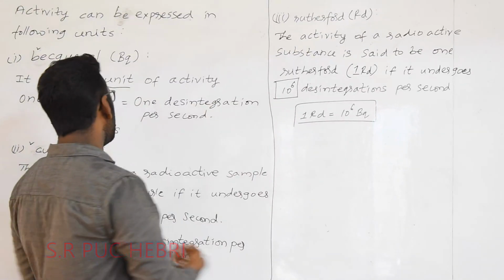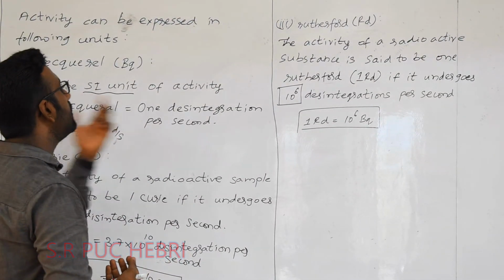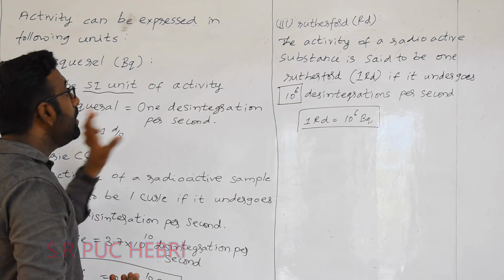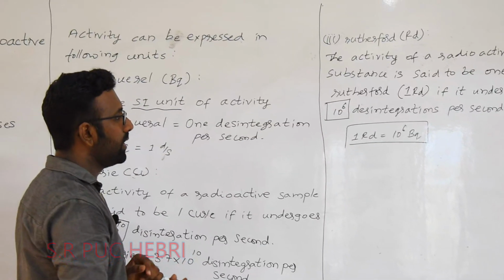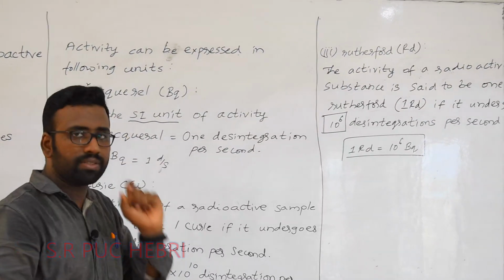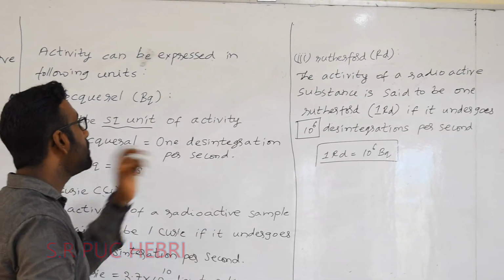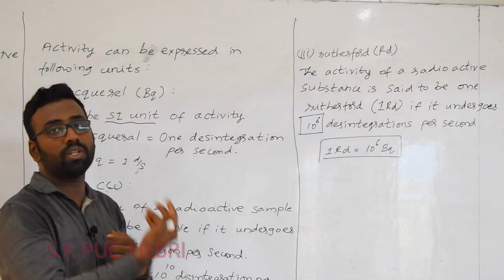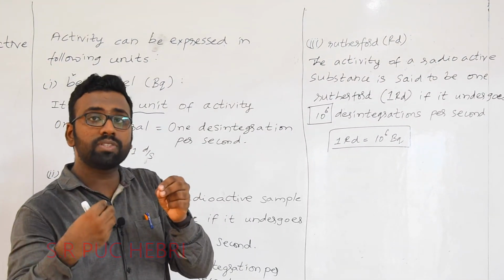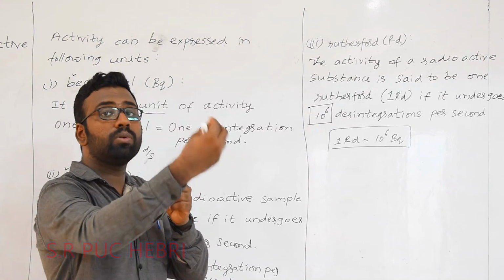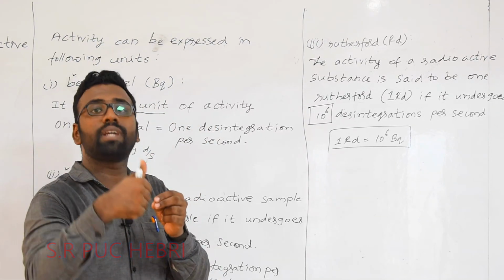Out of these three units, Curie is the biggest unit and Becquerel is the smallest unit. Becquerel is the SI unit of activity, and these two are the other larger units. Like meter is the SI unit of length, but you also express it in terms of kilometer, centimeter, millimeter, like that.